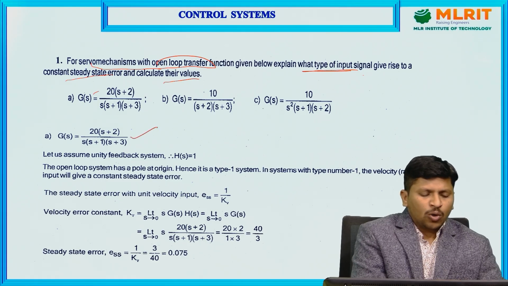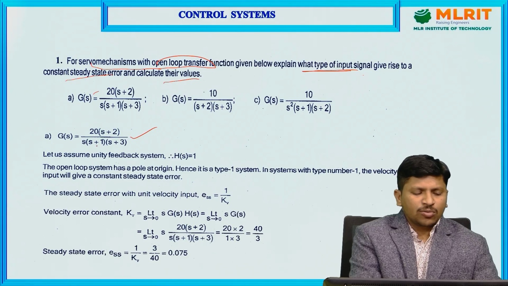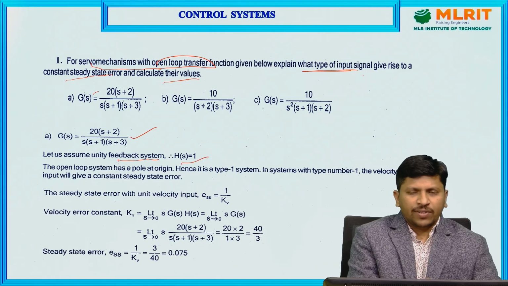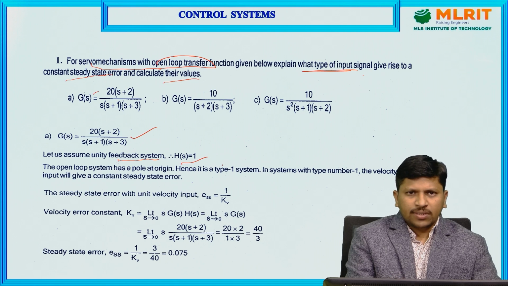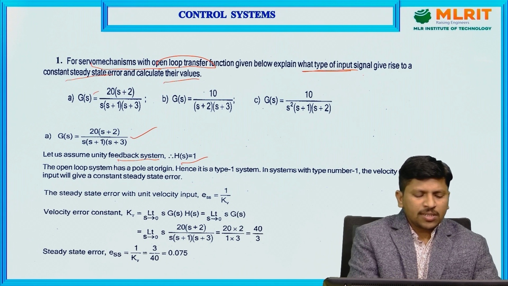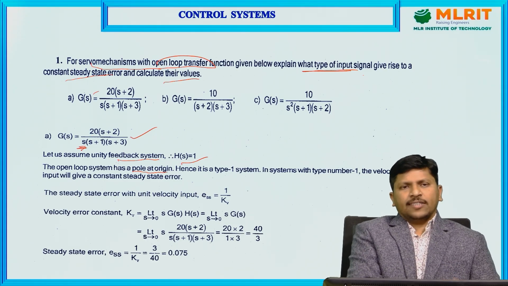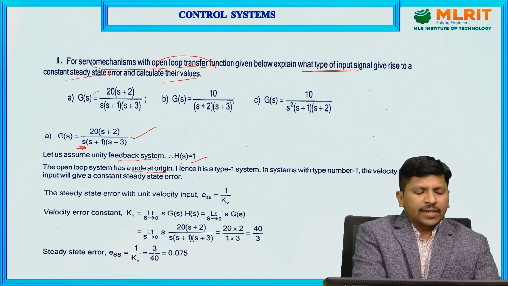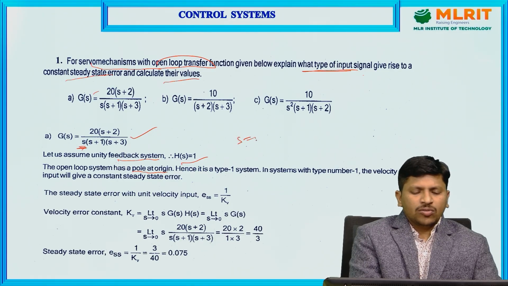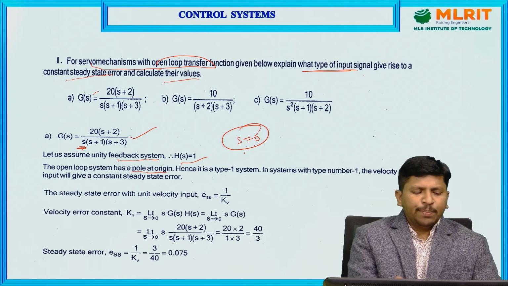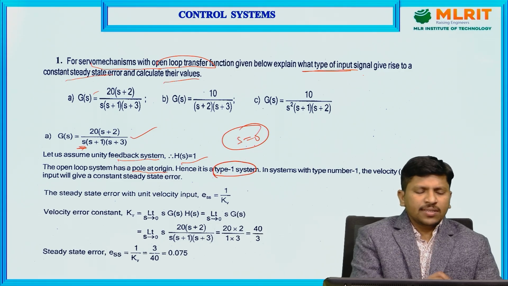See here, the first open loop transfer function: G(s) equals 20 into (s plus 2) divided by s into (s plus 1)(s plus 3). Let us assume a unity feedback system, that is H(s) equals 1. We consider that the open loop system has a pole at the origin. Observe here, one pole is present at the origin, a single pole at s equals 0, that is the s term in the denominator. So this is a type 1 system.